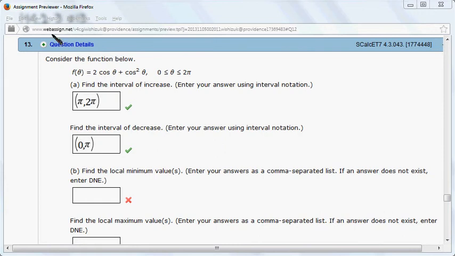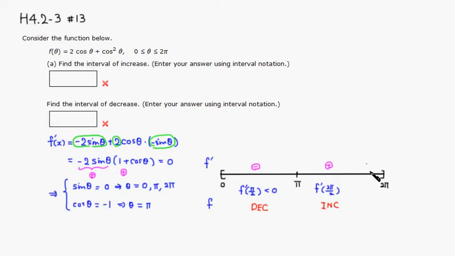All right, looks like we got part A correctly. So let's do part B, which is finding a local minimum and a local maximum value. Looks like the local minimum or max happens right here. So here is the critical number.